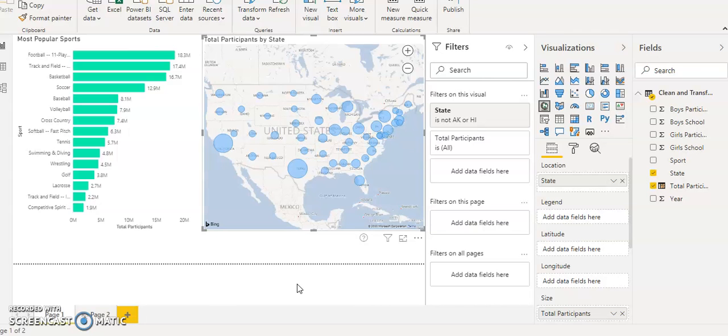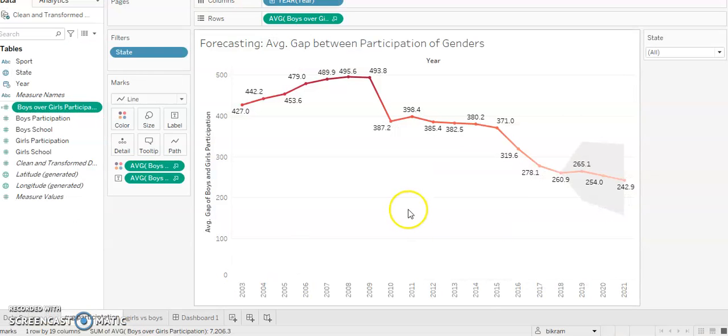But now coming to the Tableau part, here we have used the business requirement on the basis of gender: how both genders, boys and girls, are performing. For that, I have used the gap between the number of participations of boys and girls. We can see that the gap is basically decreasing.